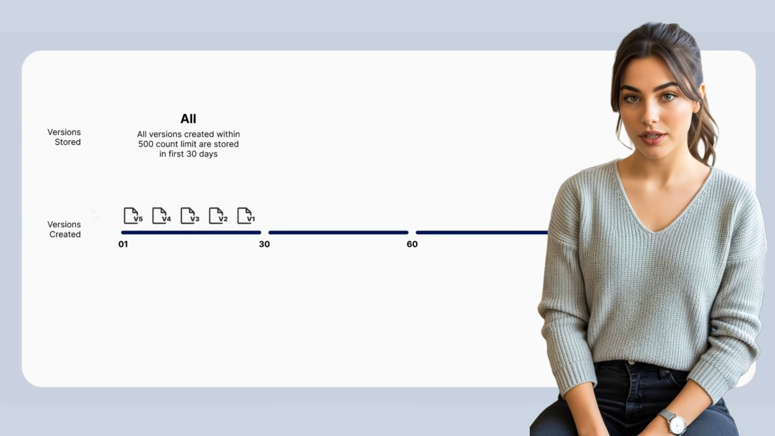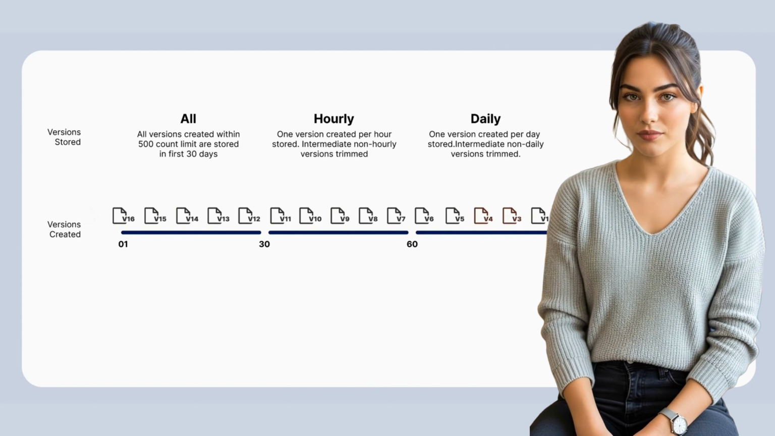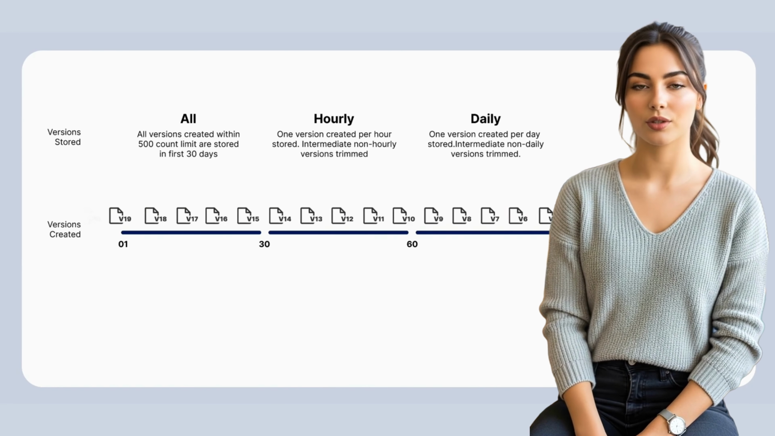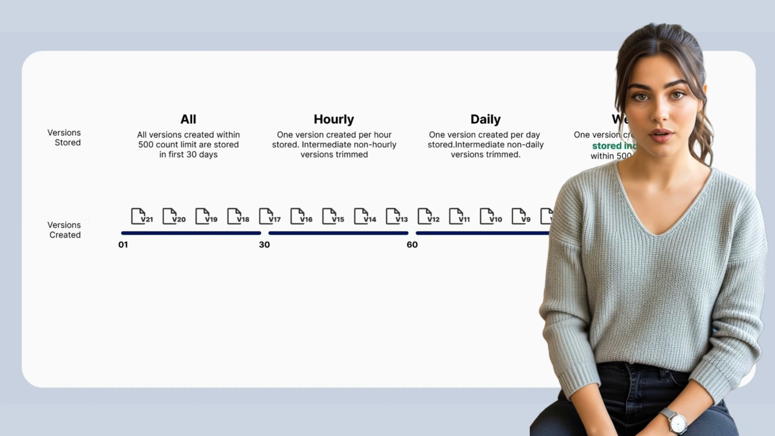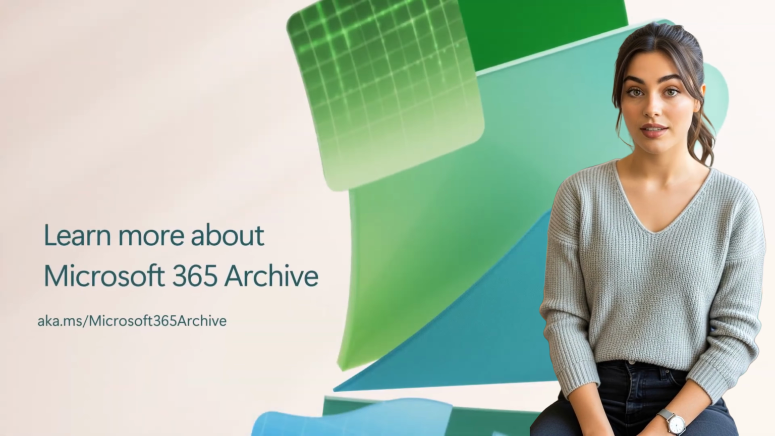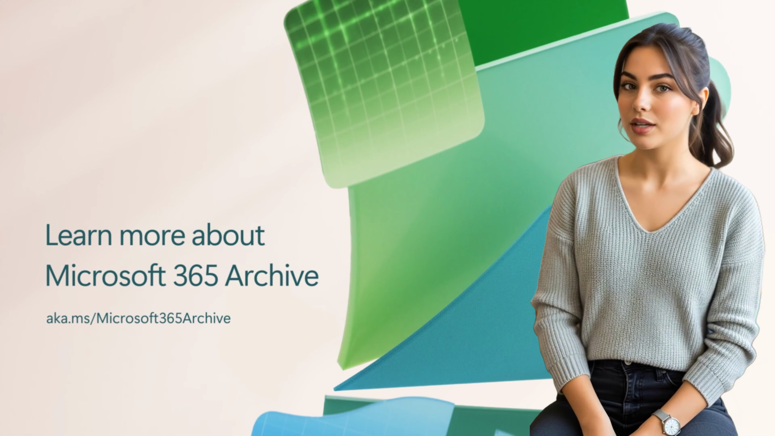With automated trimming, older, less valuable versions are thinned out over time, while key versions are retained. This reduces storage footprint without compromising reasonable recoverability. Store inactive data at a much lower cost and gain greater control over your storage usage with Microsoft 365 Archive.